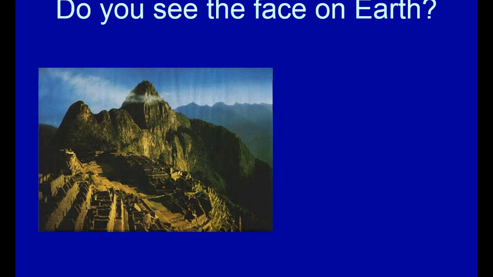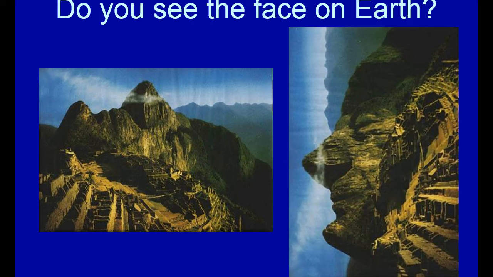All right, do you see the face on Earth? And this is one of the 7 wonders of the world. So this is a mountaintop, but if we look at it from the side, we can see the jaw, the lips, the nose, the eyeballs. So one of the 7 wonders of the world in Peru. Pretty cool. Never been, but I want to go. So that's how we see it when we turn the image this way.